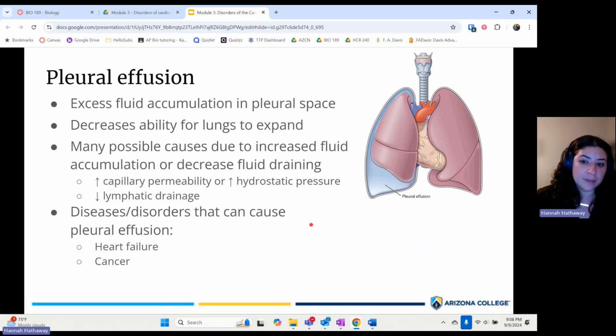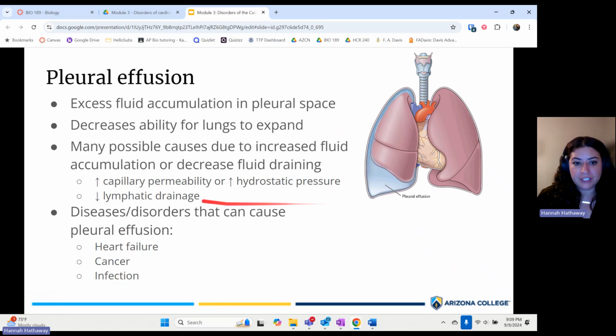Cancer can also cause pleural effusion. Like I said, it could be due to a swollen lymph node or a tumor in lymph nodes that's impacting lymphatic drainage. Cancer can also increase capillary permeability, so it can cause damage to those blood vessels. Usually, if you have increased capillary permeability due to damage, you're going to see additional cell types in that fluid and not just fluid. So you might see some red blood cells. So the fluid might be red, it might look bloody. Or you could even see some cancer cells. That would both be indicative of cancer.